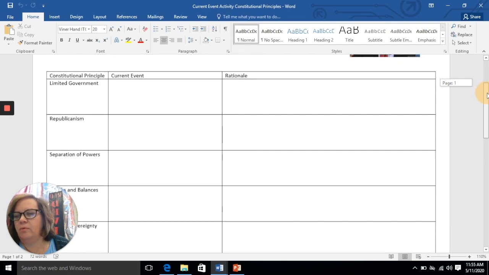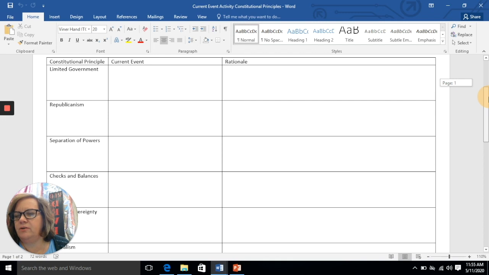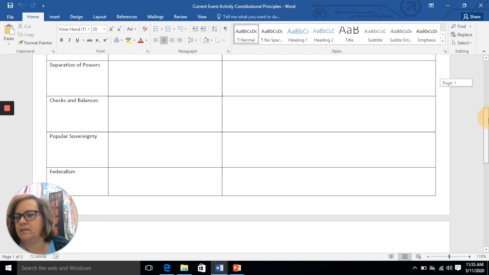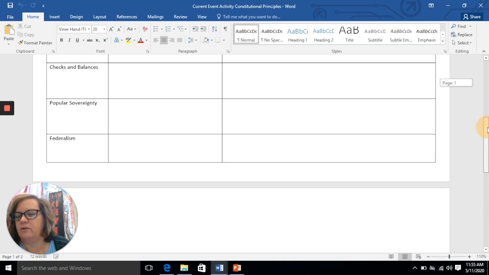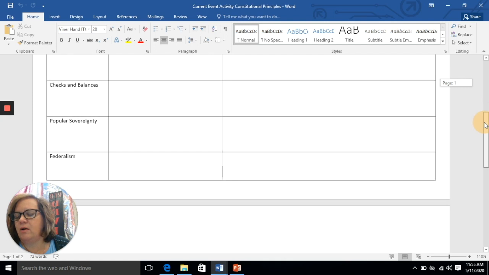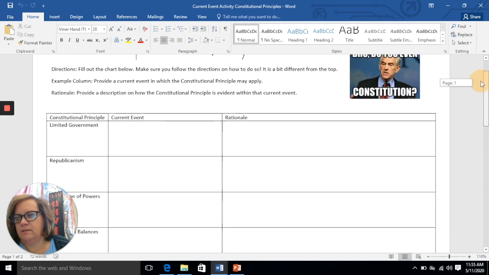It doesn't include all principles of the Constitution, but you're going to mainly focus on limited government, republicanism, separation of powers, checks and balances, popular sovereignty, and federalism. The two that are left out from the PowerPoint are individual liberties and judicial review. But we're going to focus on these for this activity.